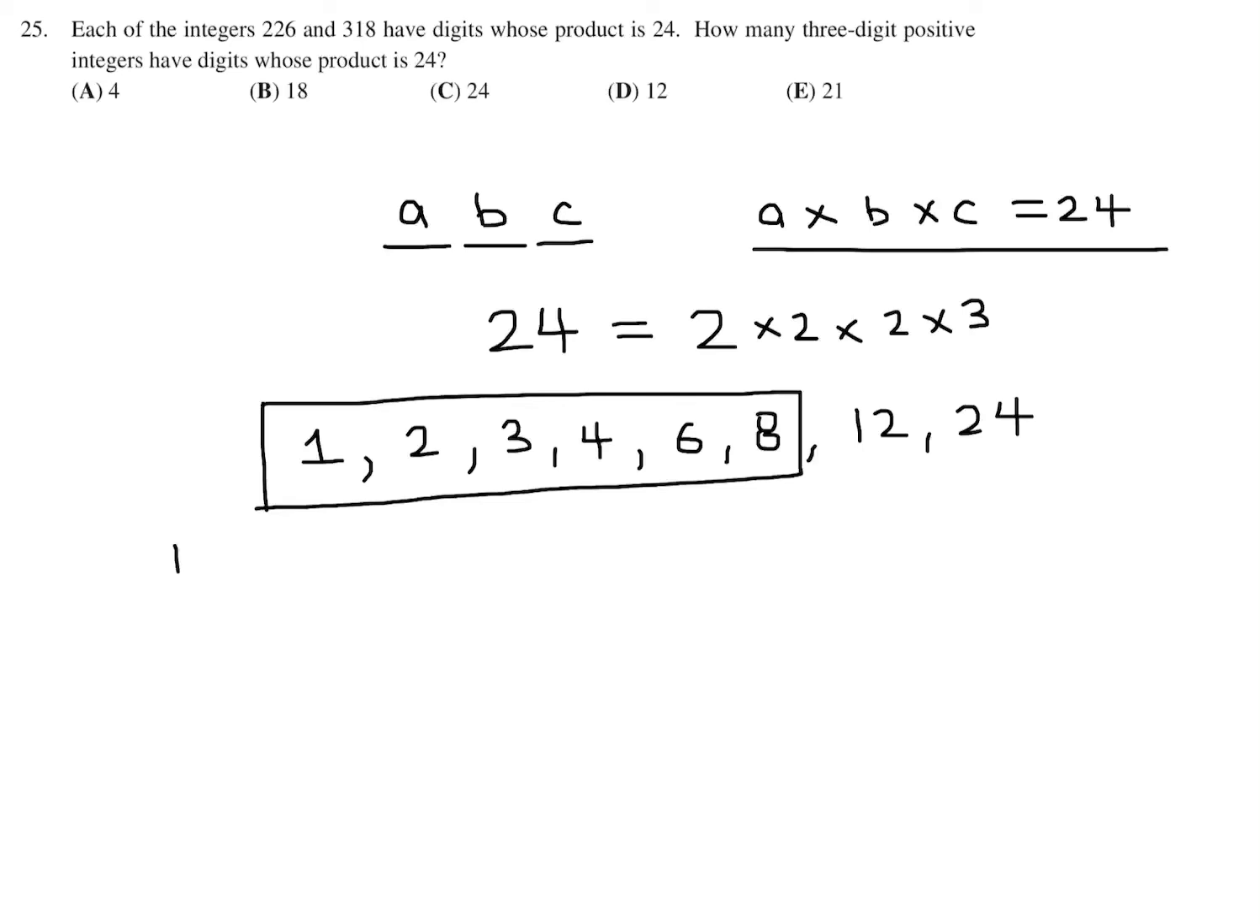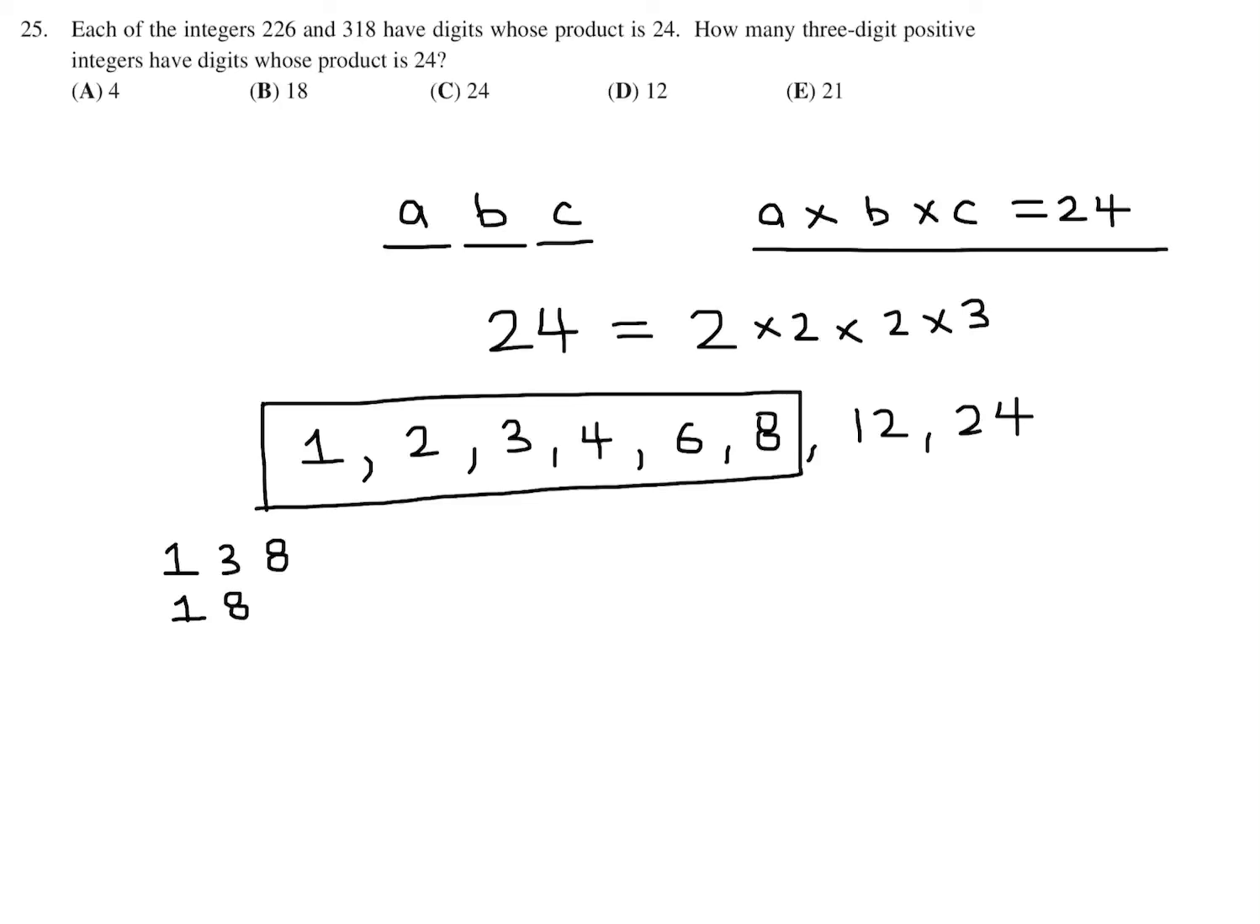So if I choose 1, let's start with 1. Can I choose 2 as the next digit? If I did, 1 times 2 times something would have to equal 24, and that something would be 12. And that's obviously not going to make a 3-digit number. So I can't choose 2, but I can choose 3. Because 1 times 3 times some number equals 24, and that some number is 8. So there you go. I've got my first number of all the numbers I need to find. So let's keep going here.